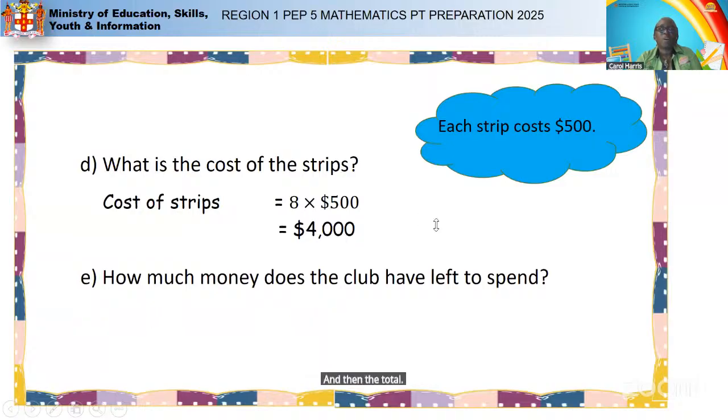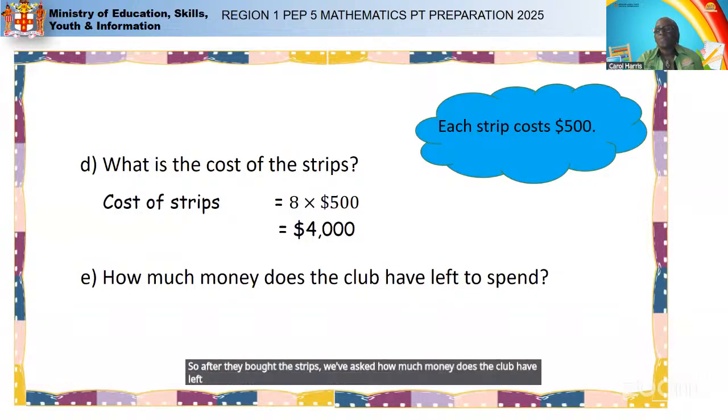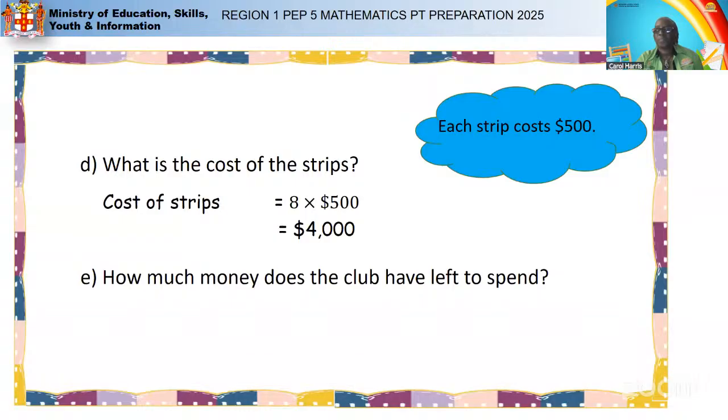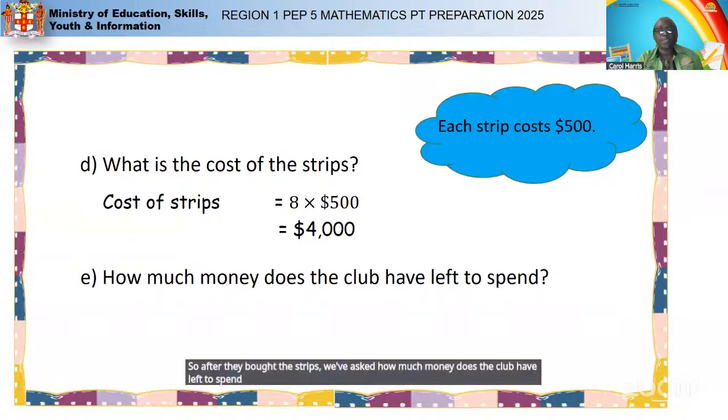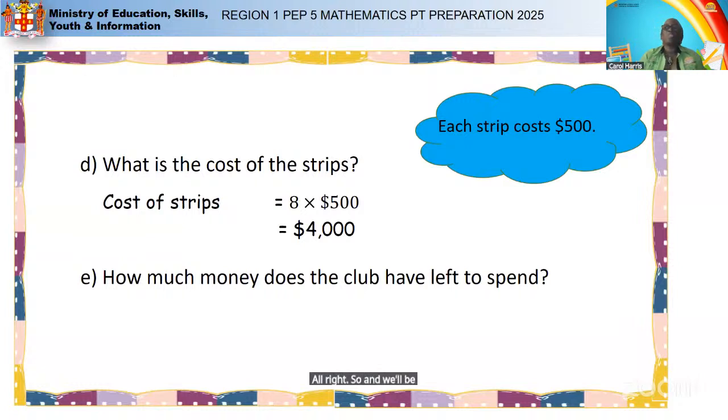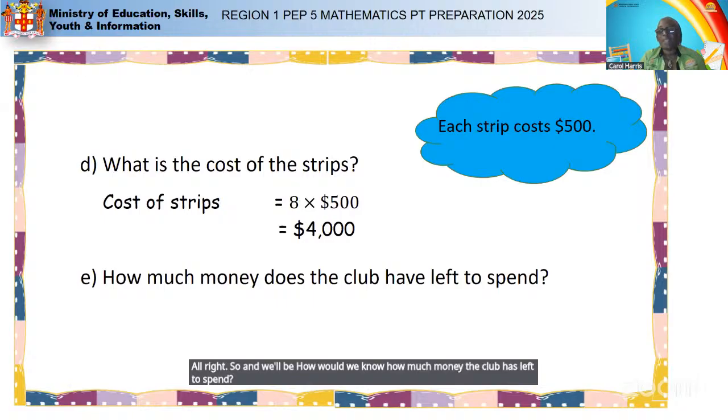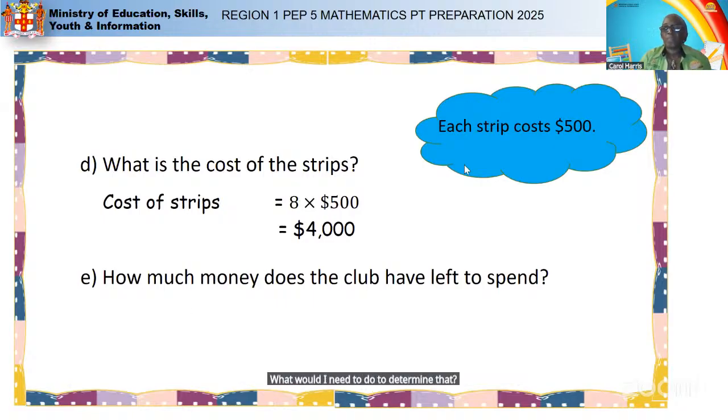So after they bought the strips, we've asked how much money does the club have left to spend? All right, and how would we know how much money the club has left to spend? What would I need to do to determine that? We'd love to hear from some persons, Ms. Harris. That's a very important question. How would I know how much money the club has left? Is Amir's hand still up?